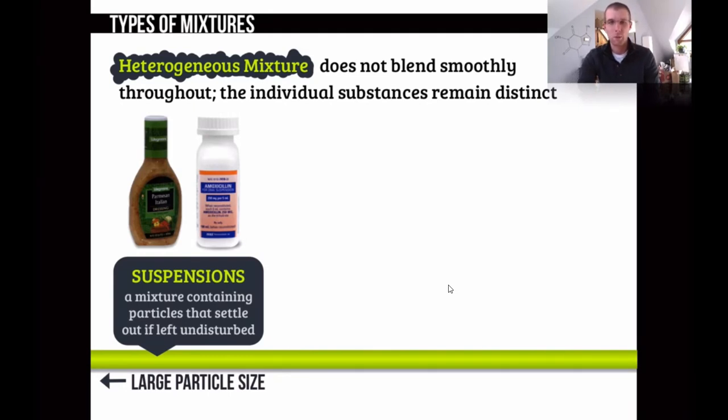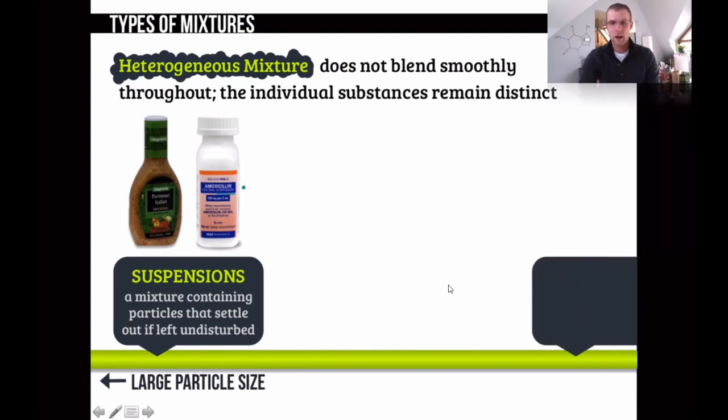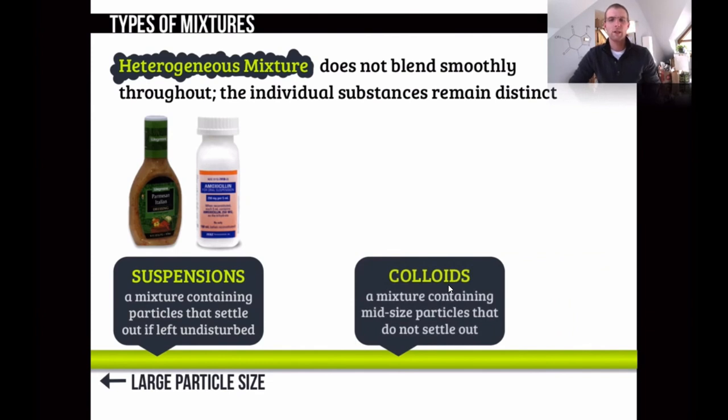So those are good examples of suspensions. In fact, I don't know if you can see this, but the label right on here says suspension. So there it is. The next thing would be a colloid. A colloid is a mixture containing mid-sized particles. So the particles in colloids are smaller than those in suspensions, but they don't settle out.